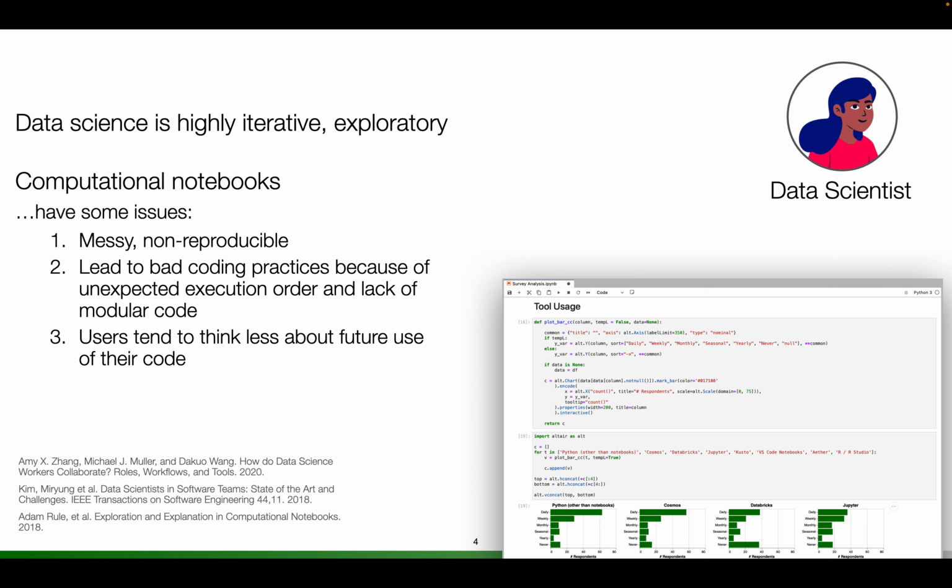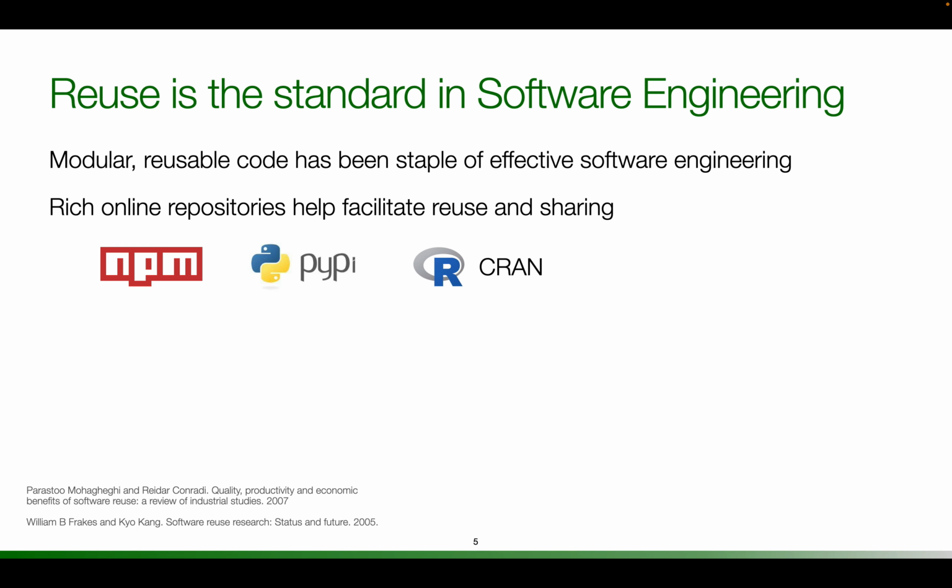However, computational notebooks have some issues. They can be messy and non-reproducible. They might lead to bad coding practices because of unexpected execution orders and a lack of modular code. And their users tend to think less about the future use of their code. And all of these issues compound to make the process of reusing past analyses different than traditional software reuse in software engineering. And reuse in standard software engineering is really the standard.